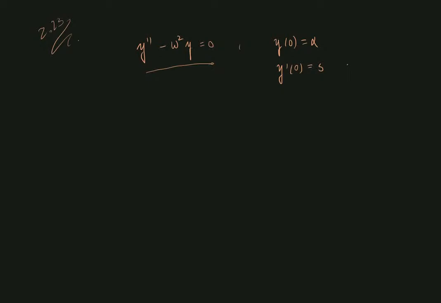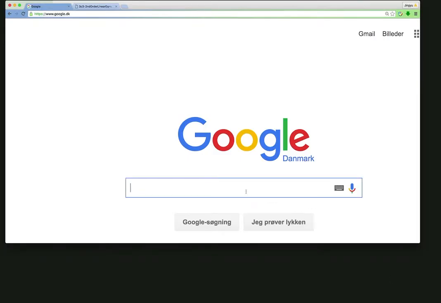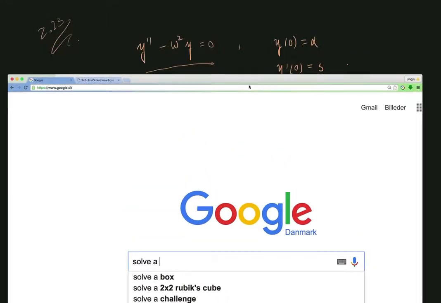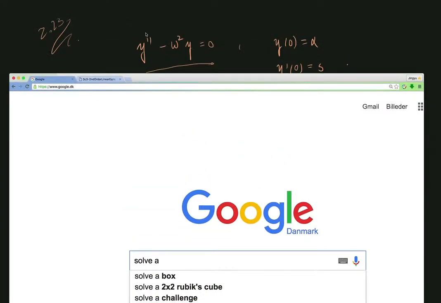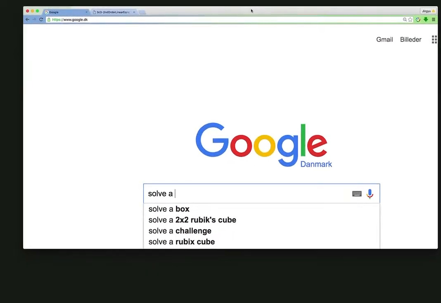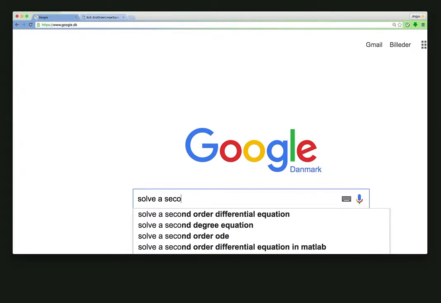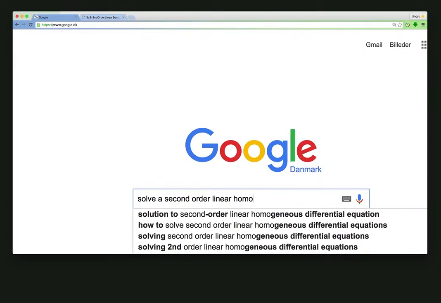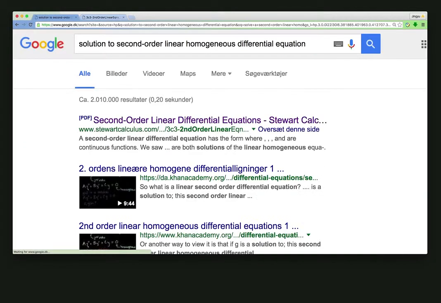Well, the first thing you have to do is to open up a web browser and go on Google. A good way to start is probably to write something like "solve", and let's take a look at this equation here. It is clearly a second order differential equation. It is linear and it is also homogeneous. So let's start off with that. Solve a second order linear homogeneous. Well, Google did the work for me. I could have also written second order linear homogeneous ordinary differential equation, but let's just try this.